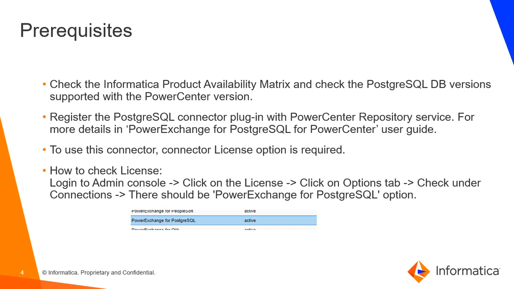To use this connector, we need a license option. These are the steps to check the license availability in your admin console. There should be an option PowerExchange for PostgreSQL. If this option is not available, please contact your Informatica sales rep to get this option.